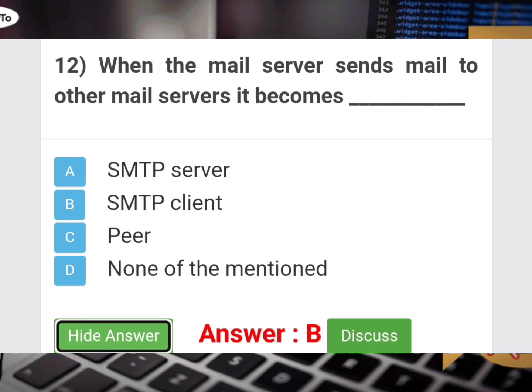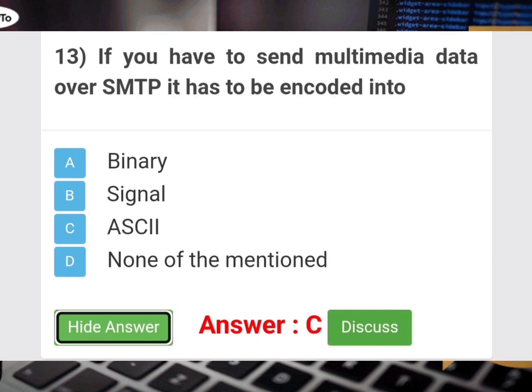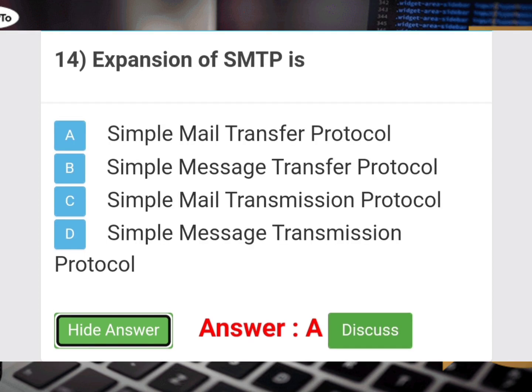When the mail server sends mail to other mail servers, it becomes dash, answer B, SMTP client. If you have to send multimedia data over SMTP, it has to be encoded into answer C, ASCII. Expansion of SMTP is answer A, Simple Mail Transfer Protocol.